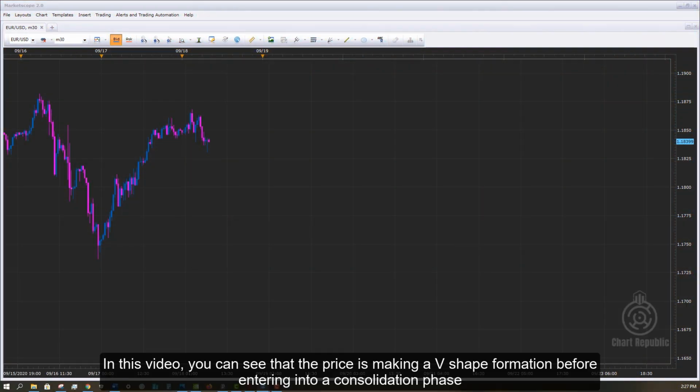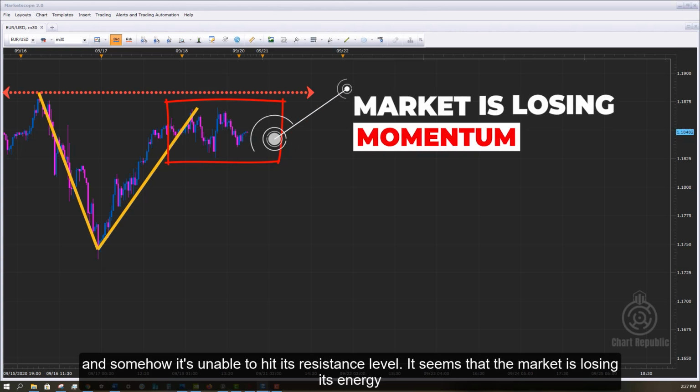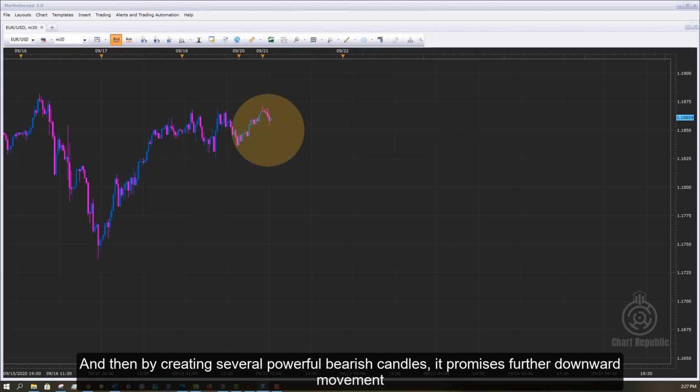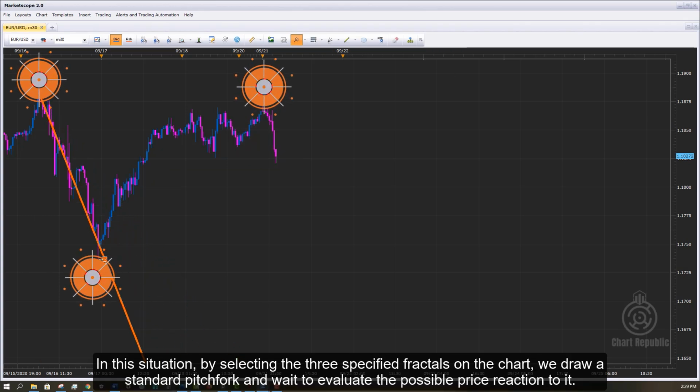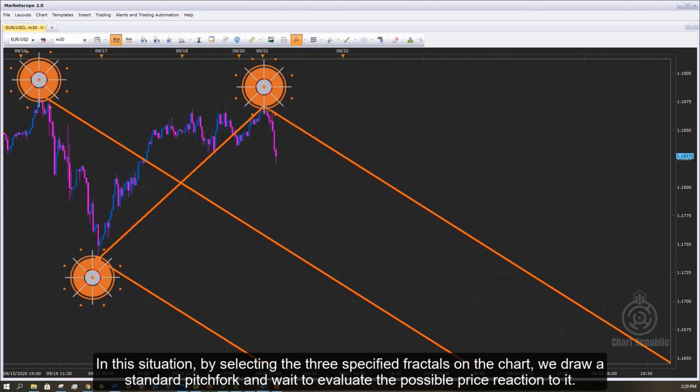In this example, you can notice that the price has formed a V-shaped pattern before entering a consolidation phase. And somehow it fails to reach its resistance level. It appears that the market is losing momentum. Then, with the creation of several strong bearish candles, it signals potential further downward movement. In this scenario, we select the 3 specified fractals on the chart and draw a standard pitchfork. Then we wait to assess the potential price reaction to it.